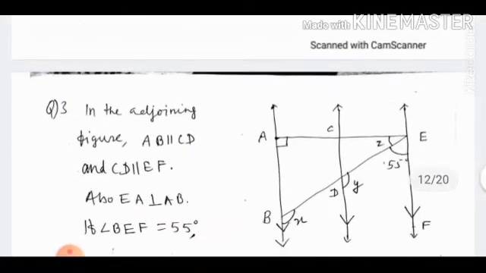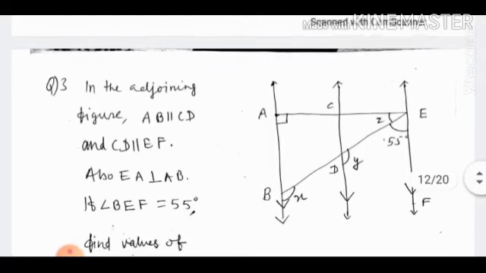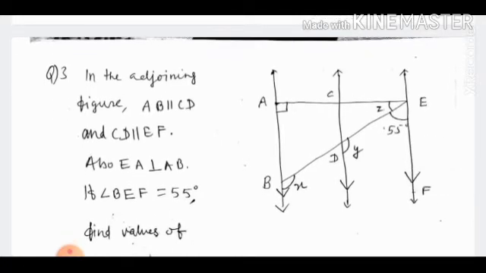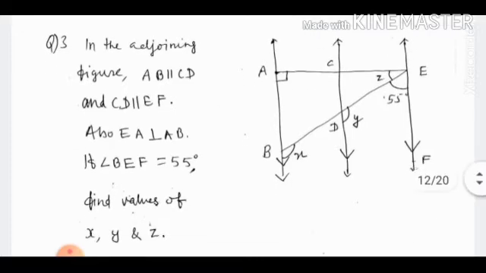Now next question. In the adjoining figure, AB is parallel to CD and CD is parallel to EF. Also EA is perpendicular to AB. If angle BEF is equal to 55 degrees, find the values of X, Y and Z.